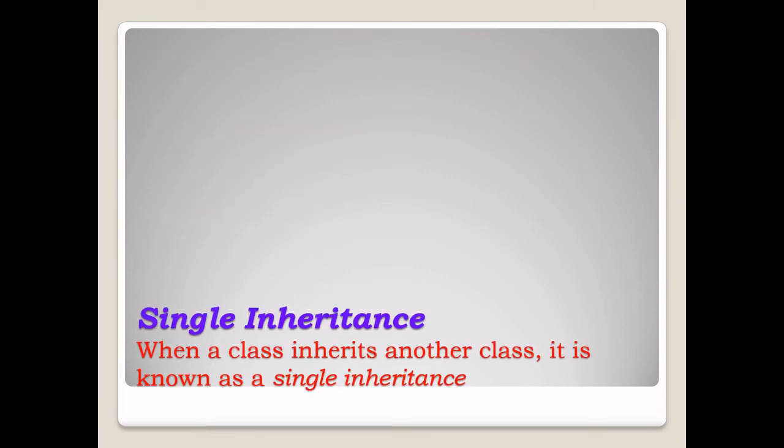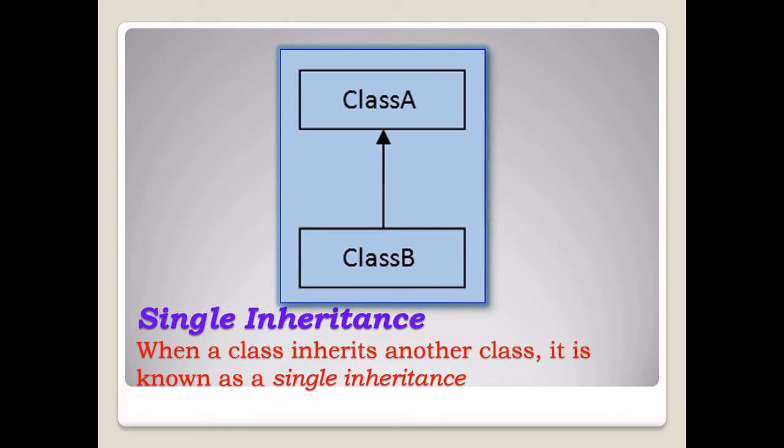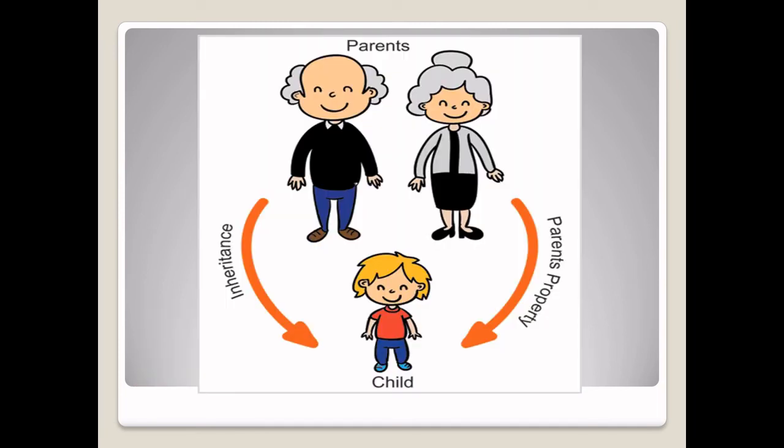Of these, we are going to see 3 types of inheritance: single inheritance, multi-level inheritance, and hierarchical inheritance. Single inheritance. When a class inherits another class, it is known as single inheritance. In this diagram, class A is inherited by class B. Here is the pictorial example which represents the characteristics of the parent being inherited by the child.